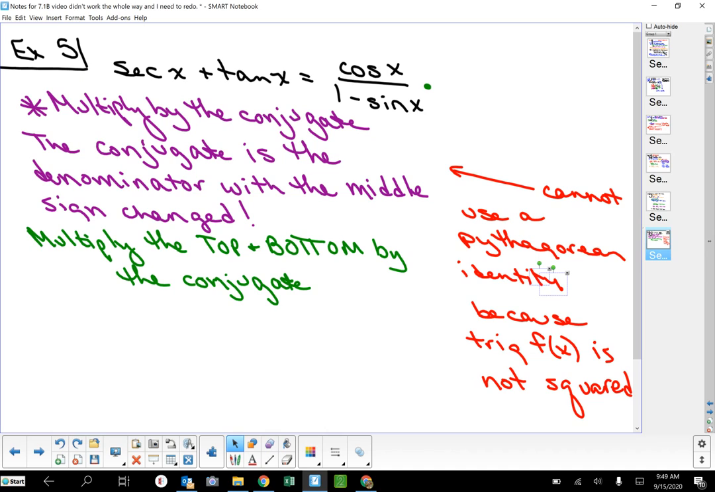All right, so my conjugate is the denominator with the middle sign change. So 1, I need a pen.